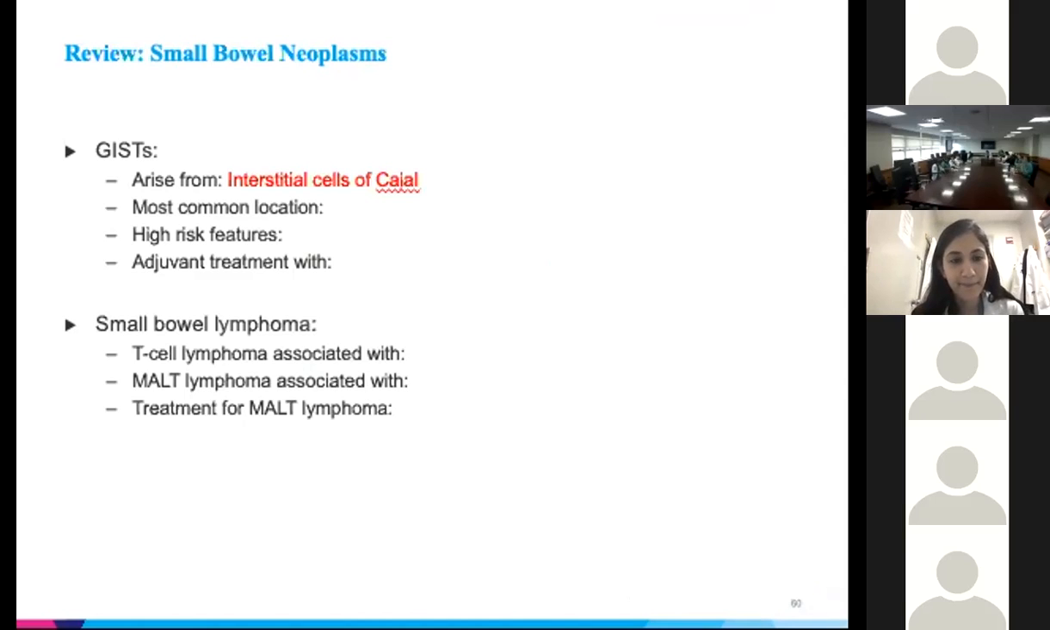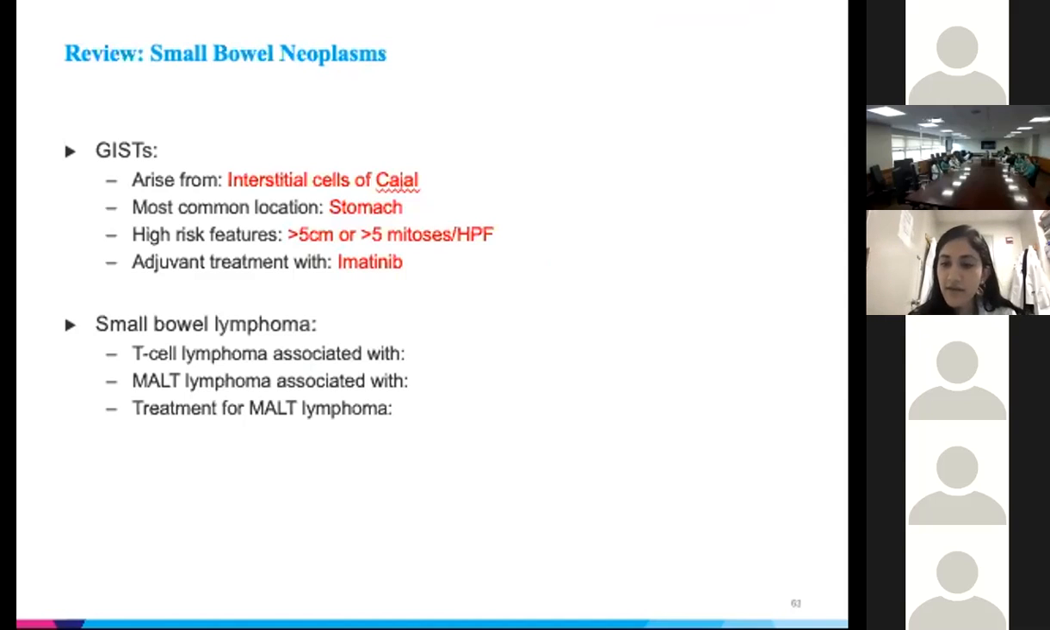High-risk features include tumor rupture, size greater than 5 centimeters, greater than 5 mitoses per high power field. Yep, so tumor rupture doesn't really happen that often, but the high-risk features that you most often look for are size greater than 5 centimeters and greater than 5 mitoses. Adjuvant treatment is with Gleevec, or imatinib.